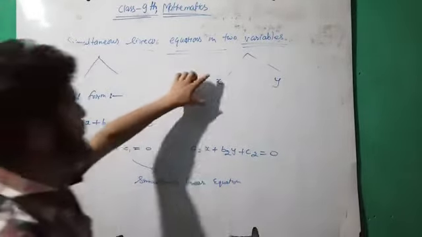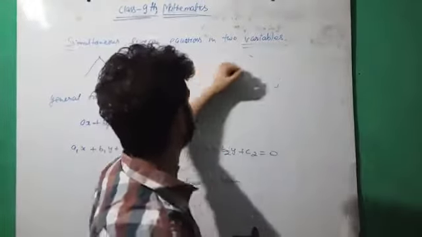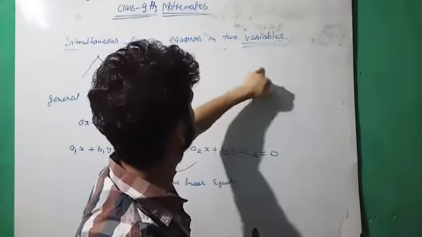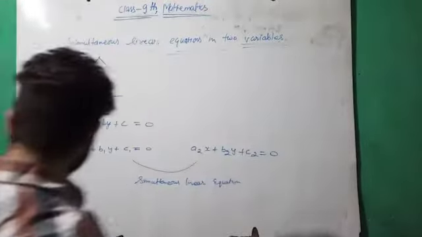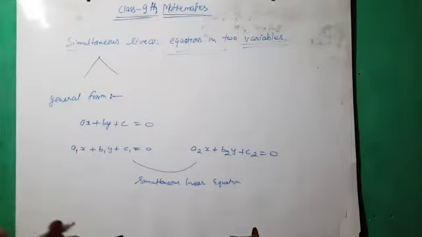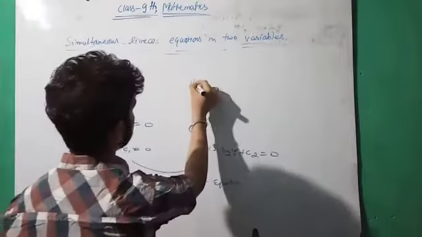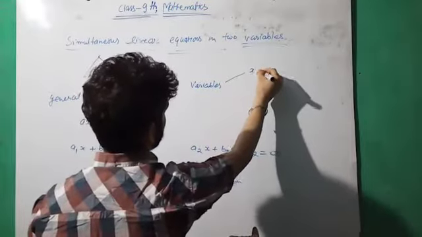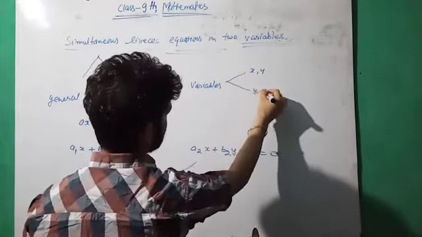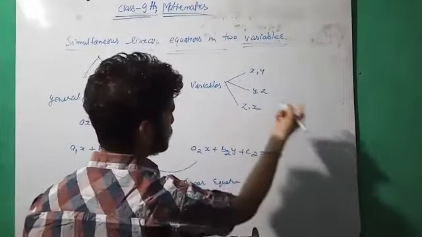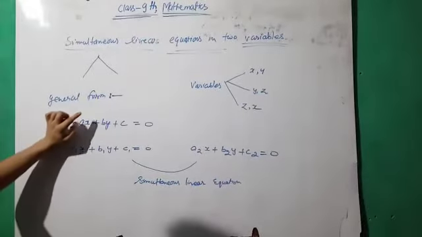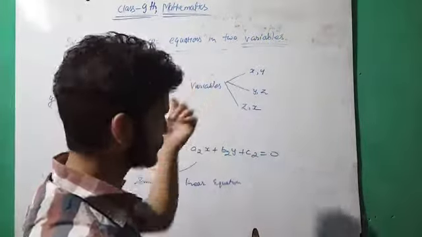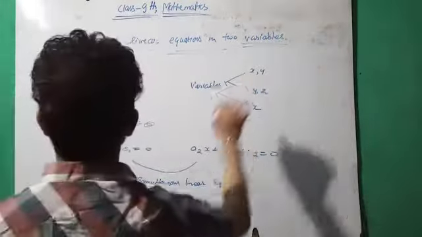When we deal with a variable, it means a quantity whose value is not fixed, not constant. These are known as variables. So the variables we have are either x, y or y, z or z, x, whatever is given in your question. The general form of the linear equation is this, these are the simultaneous equations, and these are the variables.